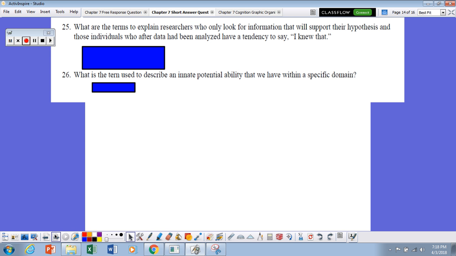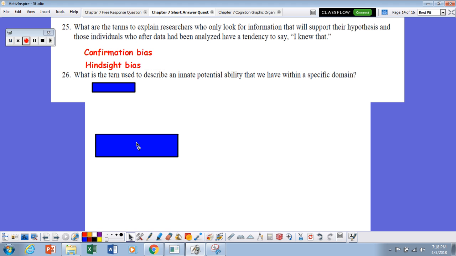Oh, we have some more here. Number 25. What are the terms that are used to explain researchers who look only for information that will support their hypothesis, and those individuals who, after the data has been analyzed, have a tendency to say, I knew that. And that is confirmation bias and hindsight bias.